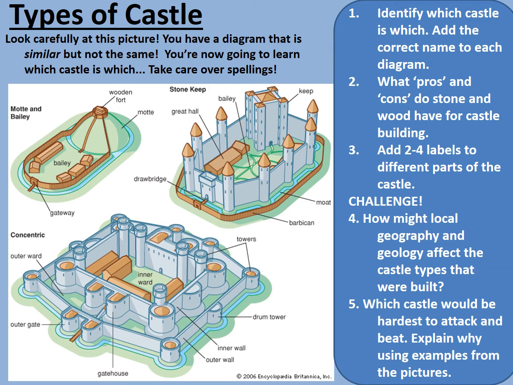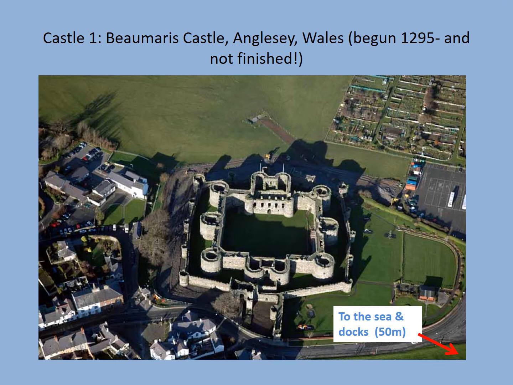Done? Alright, let's have a look at some real examples. This is Beaumaris Castle in Anglesey, Wales. It was begun in 1295 and never finished. Basically, Edward I was conquering Wales at this time, and he built a whole series of castles around the Welsh coast. This particular one was so ambitious, he never actually finished building it. Can you identify what type of castle it is?